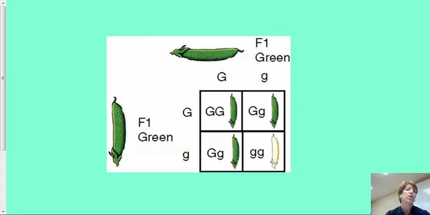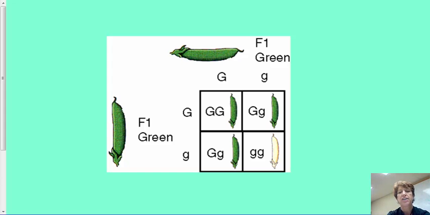I also wanted to throw one of these on here. It's going to come up much later in the year, but it's really where chi-square is also very, very prevalent. You will see it used all the time with genetics problems. And we're looking at this cross. So right here, this is like an old Mendel cross with the green pea plants.